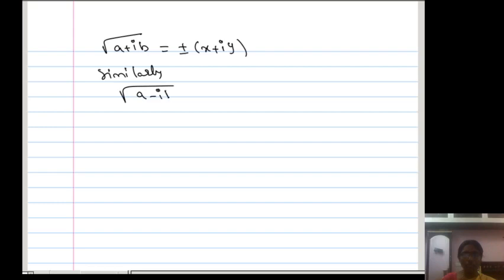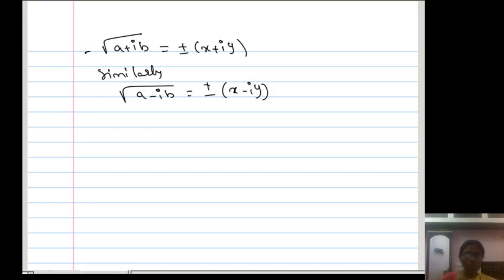See, he has given one more thing. Suppose root of a plus ib is plus or minus (x plus iy), as I just discussed. Then similarly, you can write one note point. Root of a minus ib is plus or minus (x minus iy). Instead of plus y, here you have minus. Okay, same formula. x and y values are the same.